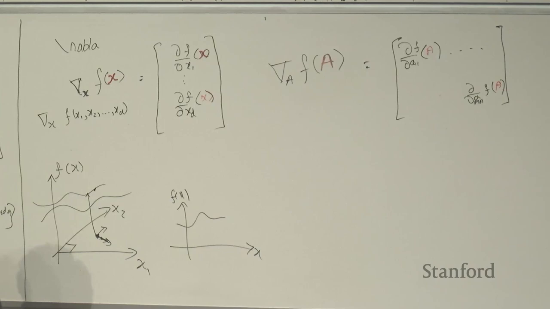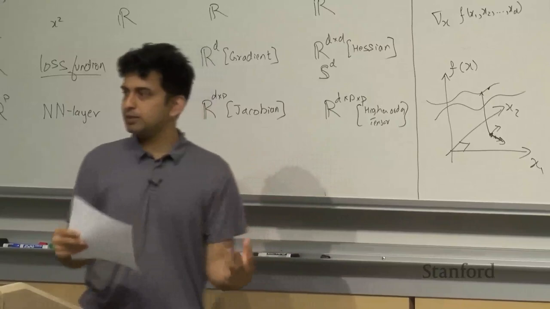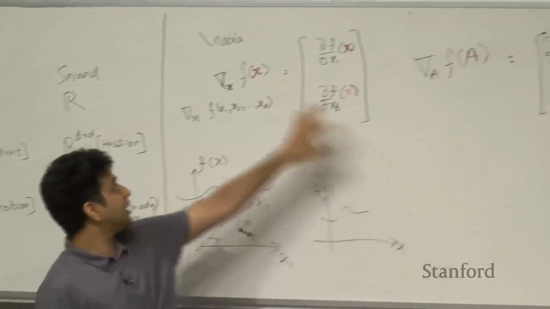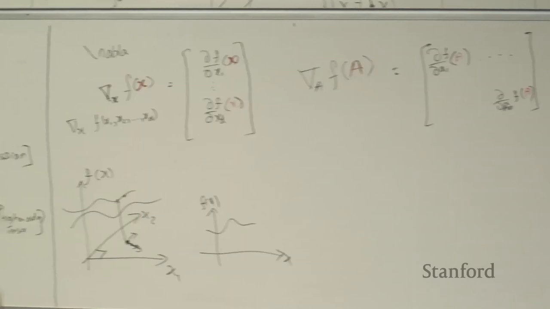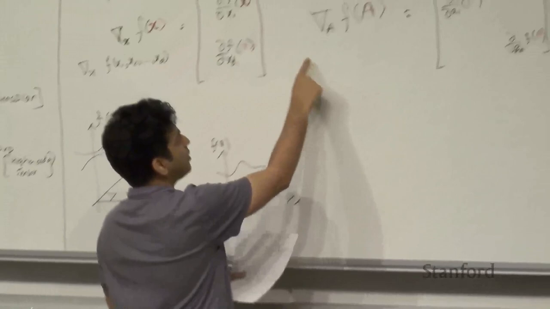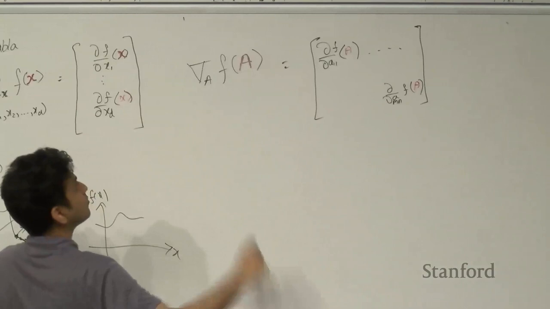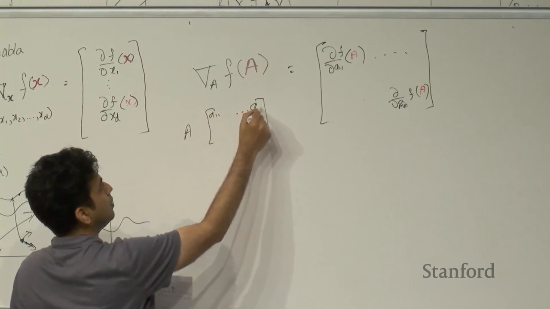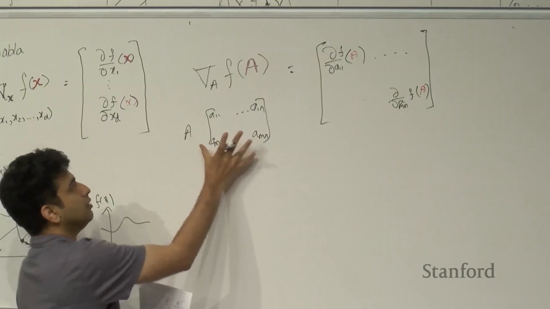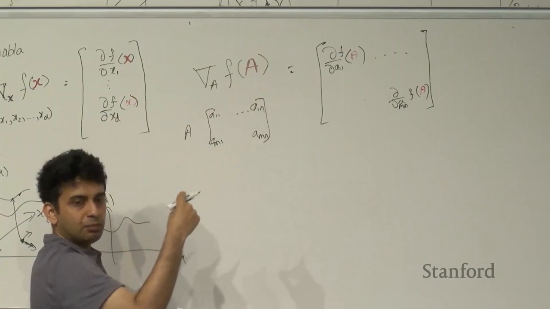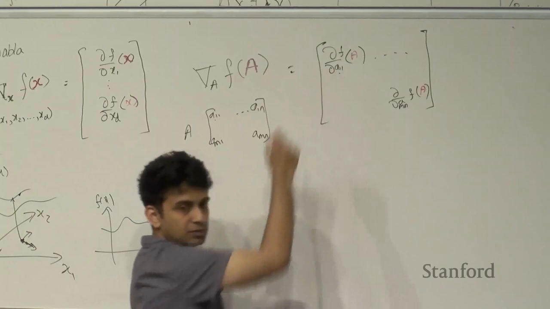Yes, f is a function that takes A, a matrix, as input and produces a scalar as output. In the earlier case, we were looking at f as a function that takes a vector as input and gives a scalar as output. Yeah, exactly. So A is going to have a11, a1n, assuming it is m by n, up to am1 to amn, right? So you're feeding these many different inputs to f. The output is a scalar. So take the partial derivative of the output of f with respect to a11, and so on. Any questions about this?